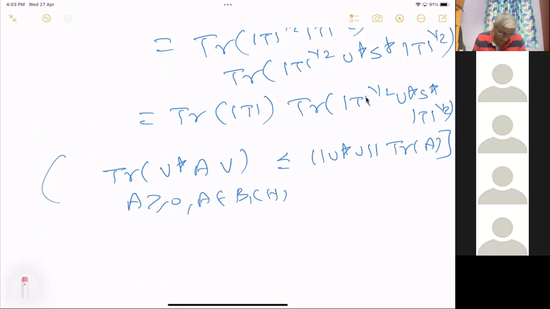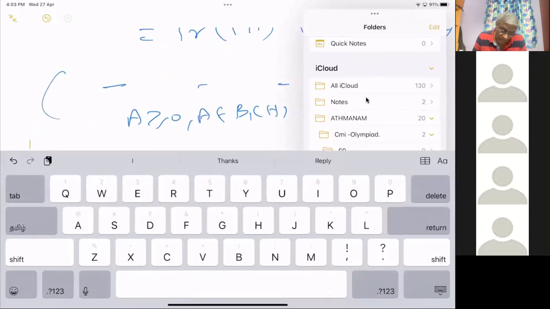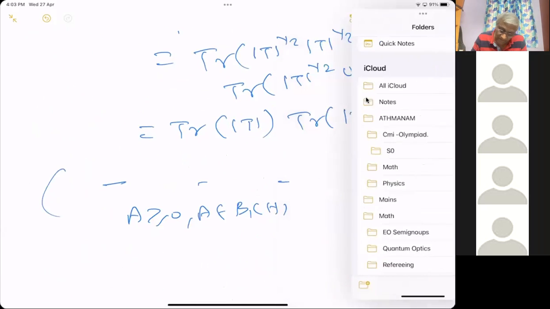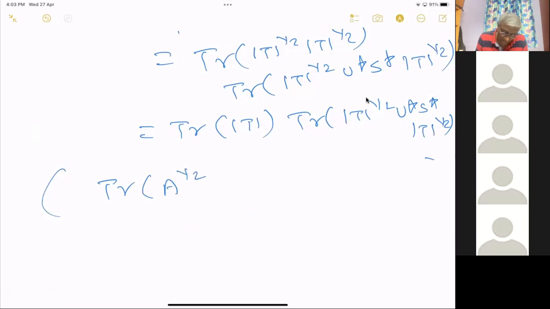No, it's the other way. I'm sorry. No, what I said is not correct. So that's why we need to prove. We also have something else. This is what we have proved: A^(1/2) V* V A^(1/2).